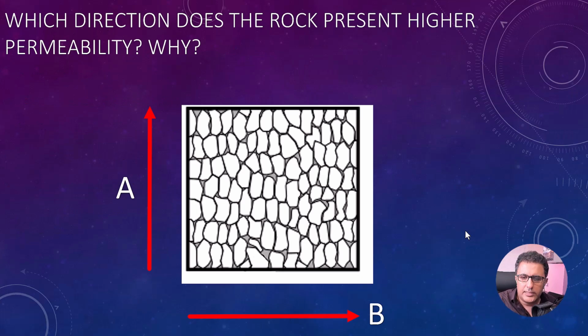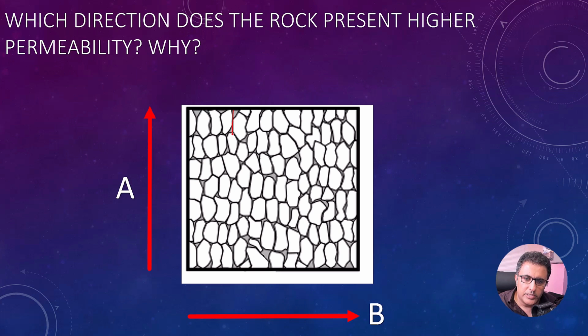Now consider this rock sample. As you see, grains are not symmetrical, and the major axis of grains are along a direction. Now consider two different flow directions, one of them along B, the other along A. Now just let me ask you this question: which direction provides a better permeability? Okay, so the answer is A.